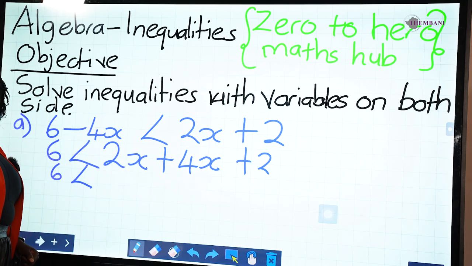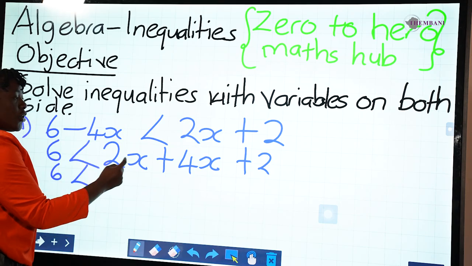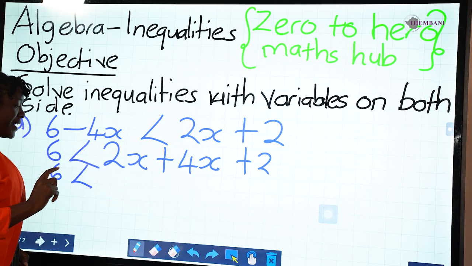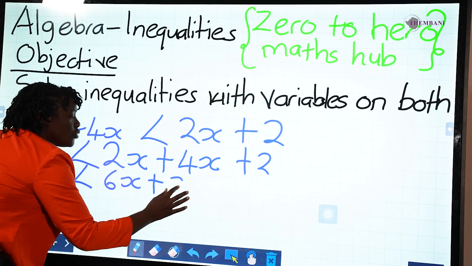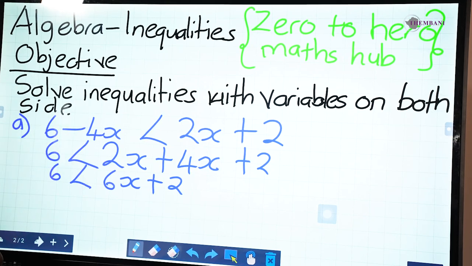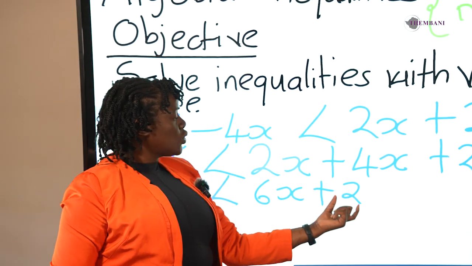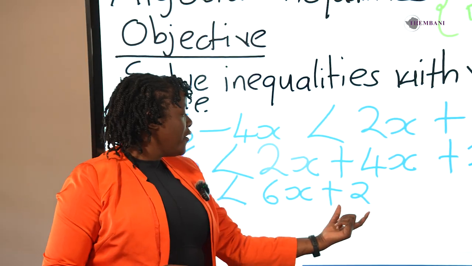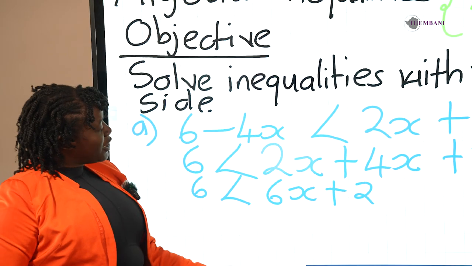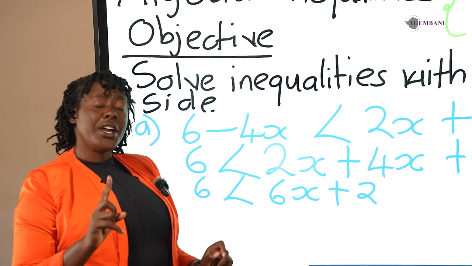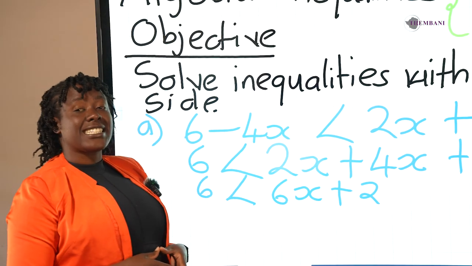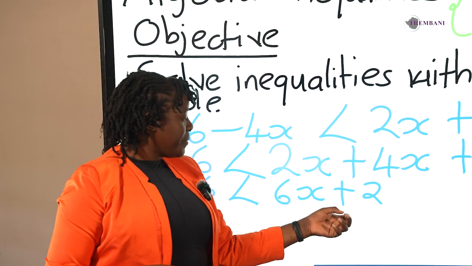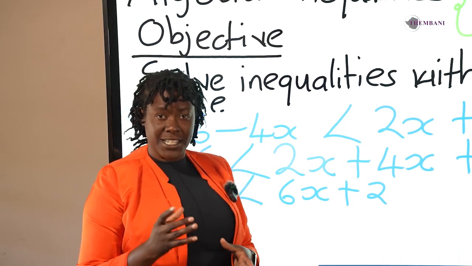These are like terms, so we are able to add the coefficients. By coefficient, I mean 2 and 4. So I'm going to get my solution as 6x plus 2, which I haven't used yet. But notice that 6 and 2 are like terms. So I want to move my 2 this side, but my 2 is positive. If I'm moving my 2 across the inequality sign, it changes its sign. It was positive here, so it becomes negative. This is what I mean.